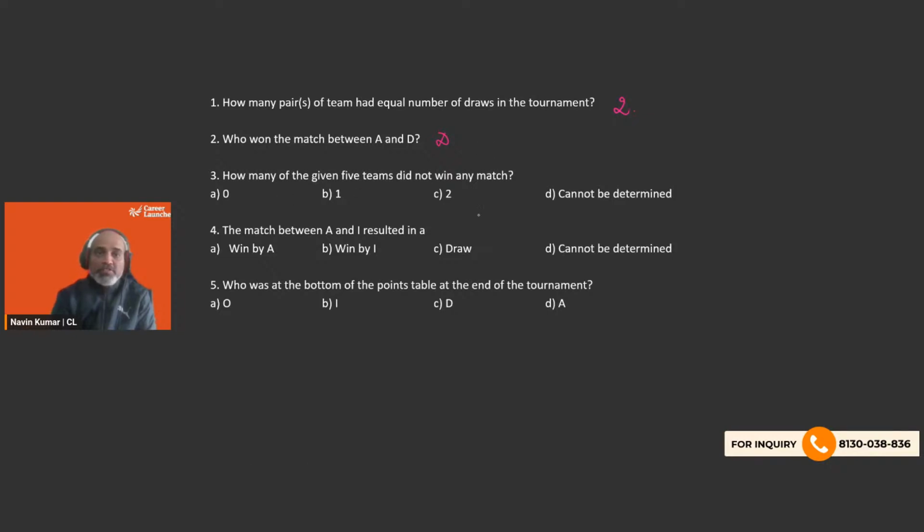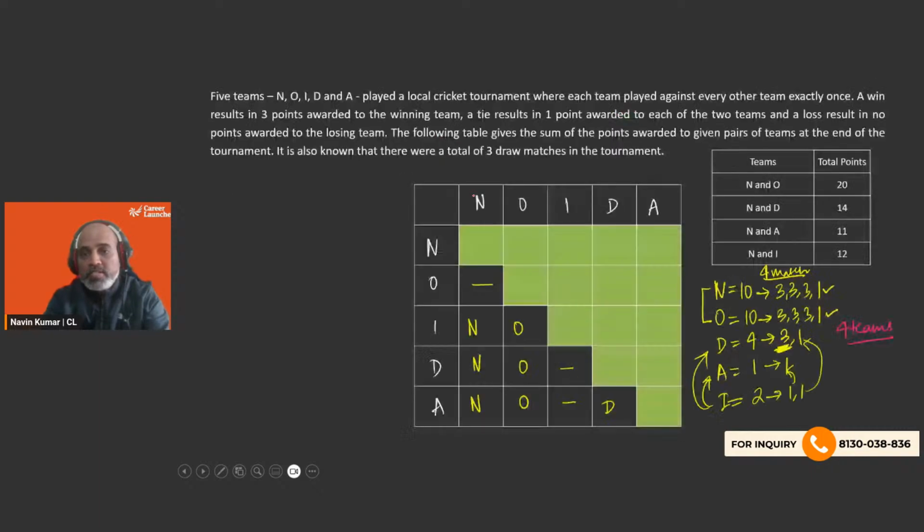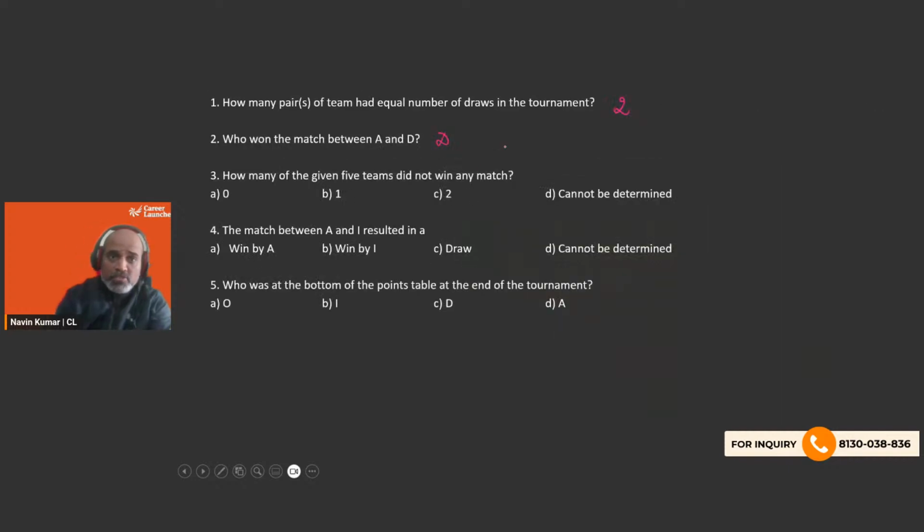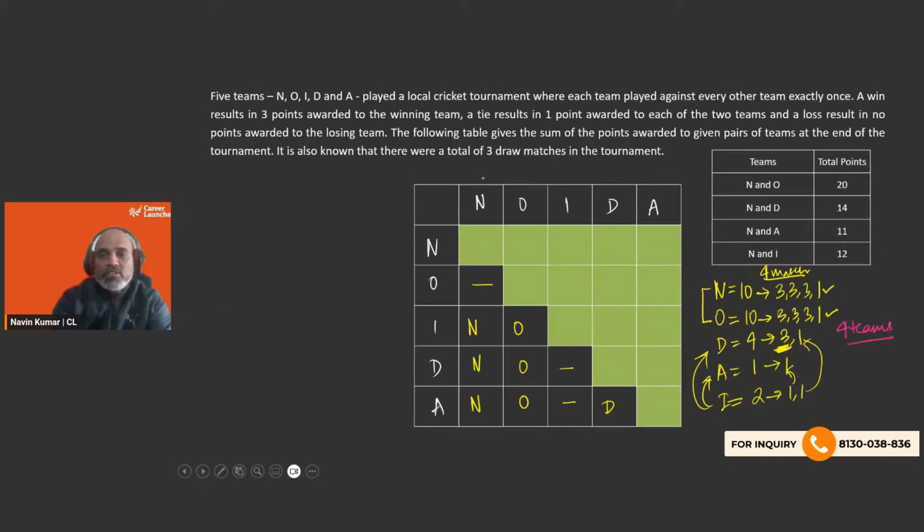Next one is, how many of the given five teams did not win any match? So we are basically trying to see which letter or letters are not written here. We can see N, O or D is written, I and A are missing. So those are going to be two teams that did not win any match. The match between A and I resulted in a draw.